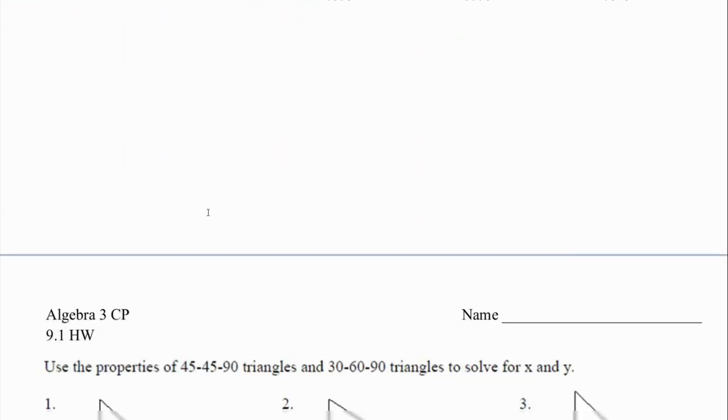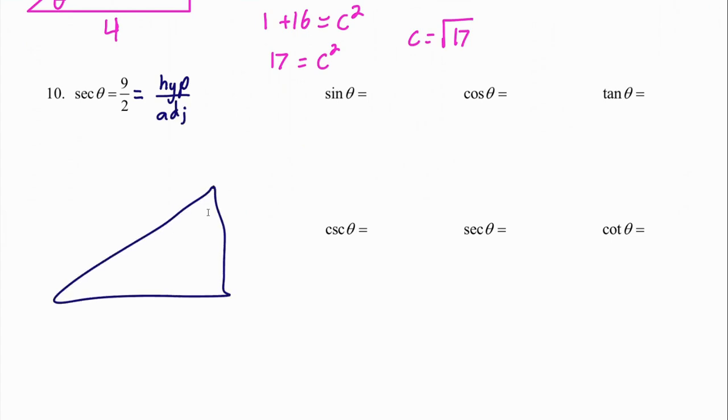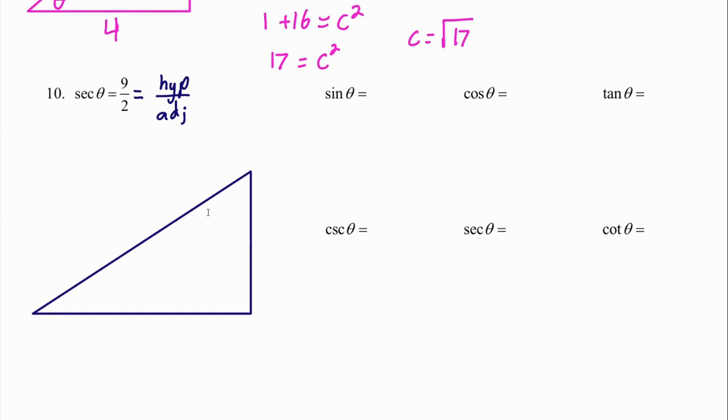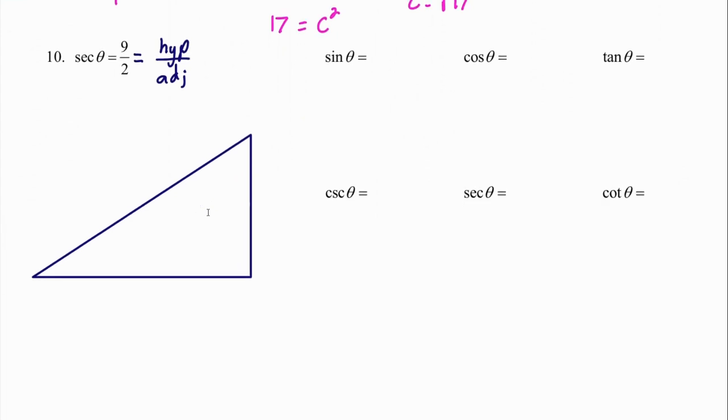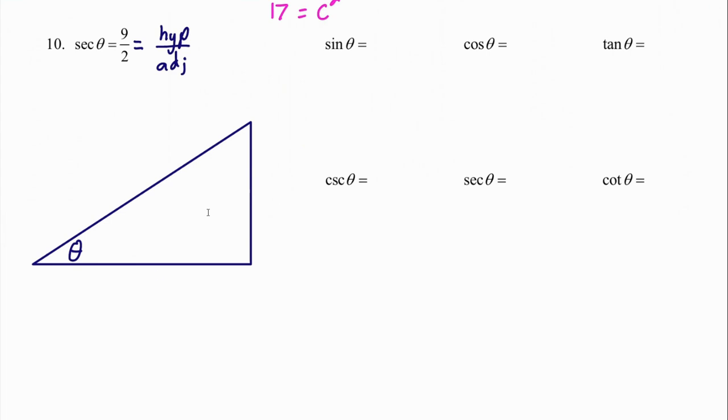Alrighty, I'd like you to try this one on your own. So we have secant here, which is the flip fraction of cosine, the reciprocal. So this is actually going to be the hypotenuse over the adjacent. And again, we're going to draw our picture. Okay, so we have that this is theta. The adjacent to that is 2, and the hypotenuse is 9.